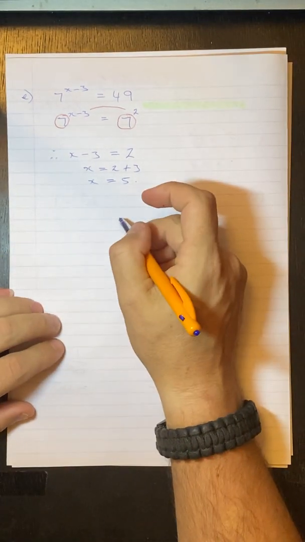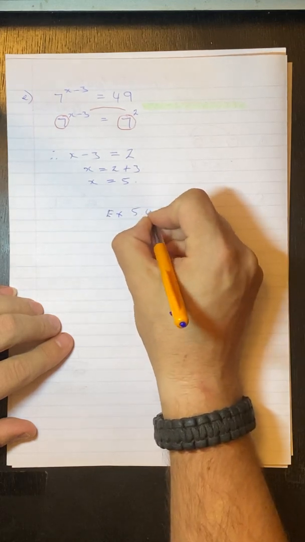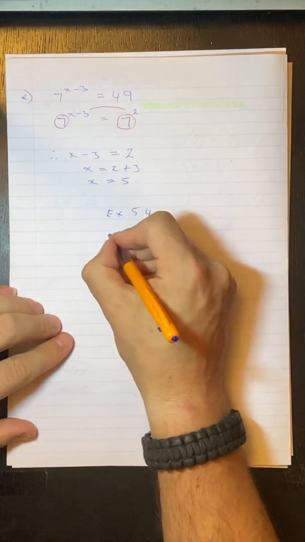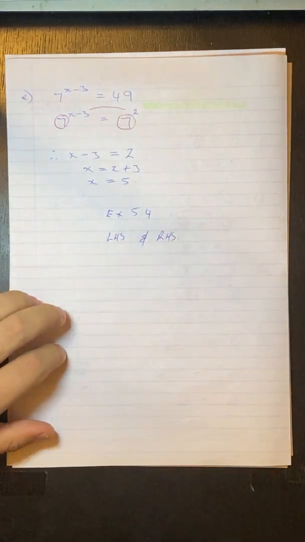All right, grade 9s, what I would like you to do is exercise 5.4, the left-hand side and the right-hand side for me, please. Thank you.